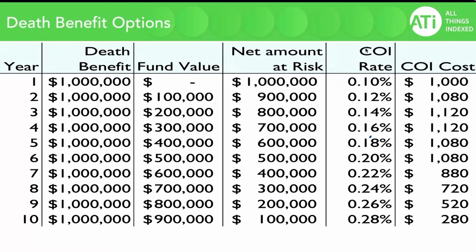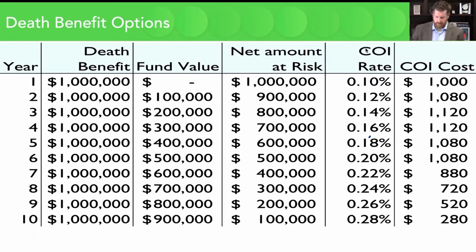This is a really deep dive into the details, so hopefully it doesn't go over your head, but this is how it works. Here we have a scenario with a death benefit of $1 million, and this net amount at risk is how much the insurance company is at risk of paying out. Right up front, there's no cash in the policy, so they're at 100% risk of what would pay out if you were to pass away.